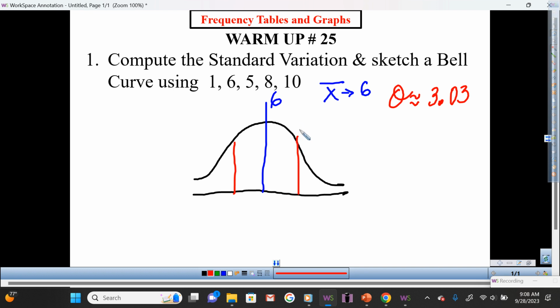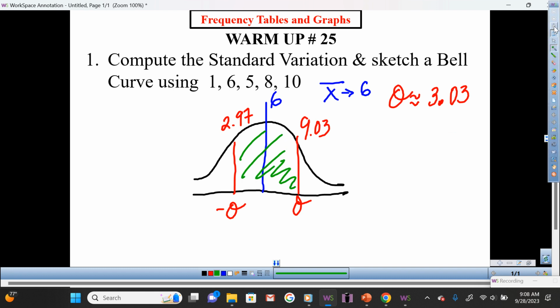Looks about right. So then our first standard deviation above the mean is at 9.03, and our one standard deviation below the mean is at 2.97. That's our normal range. All right.